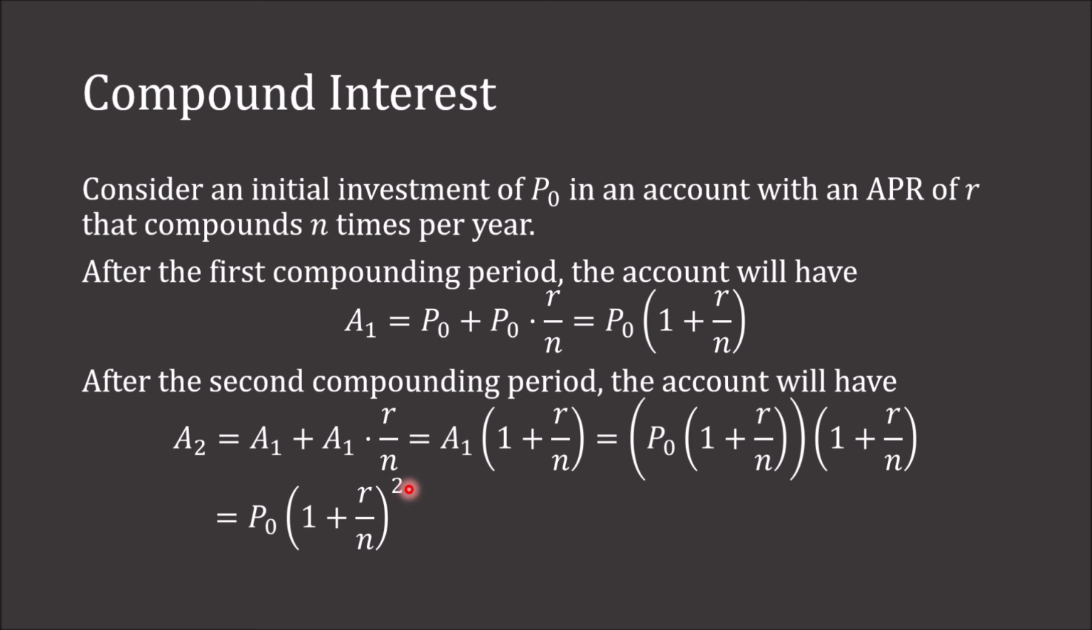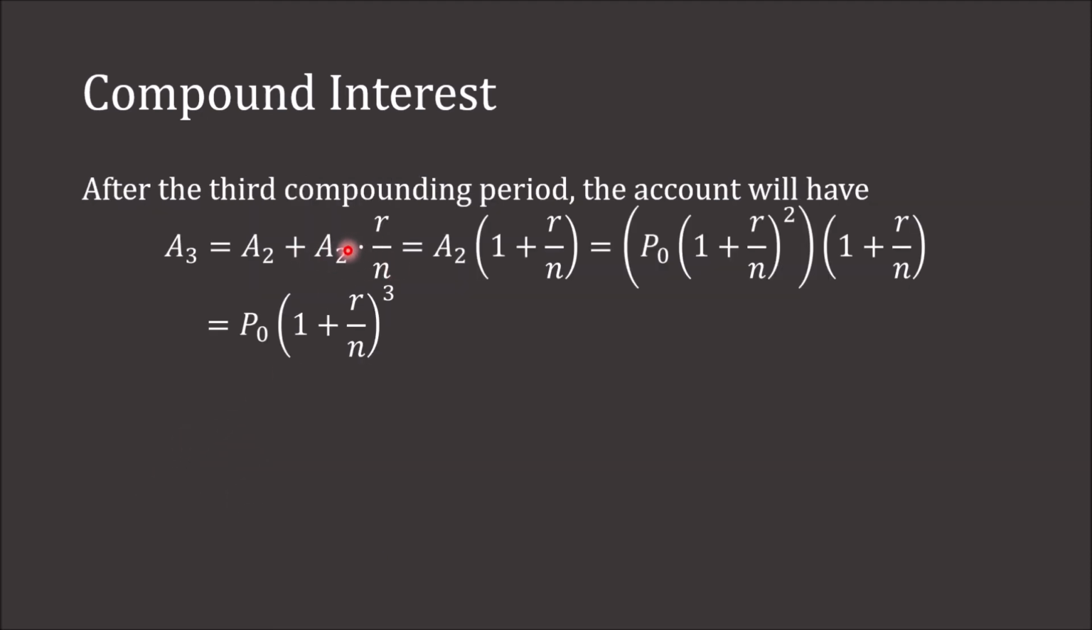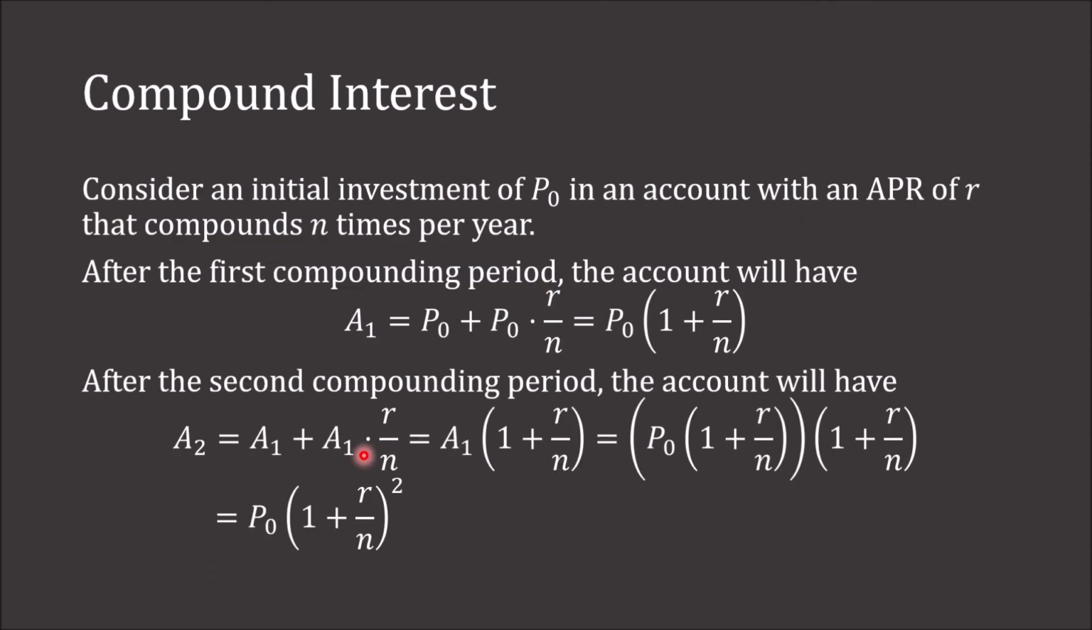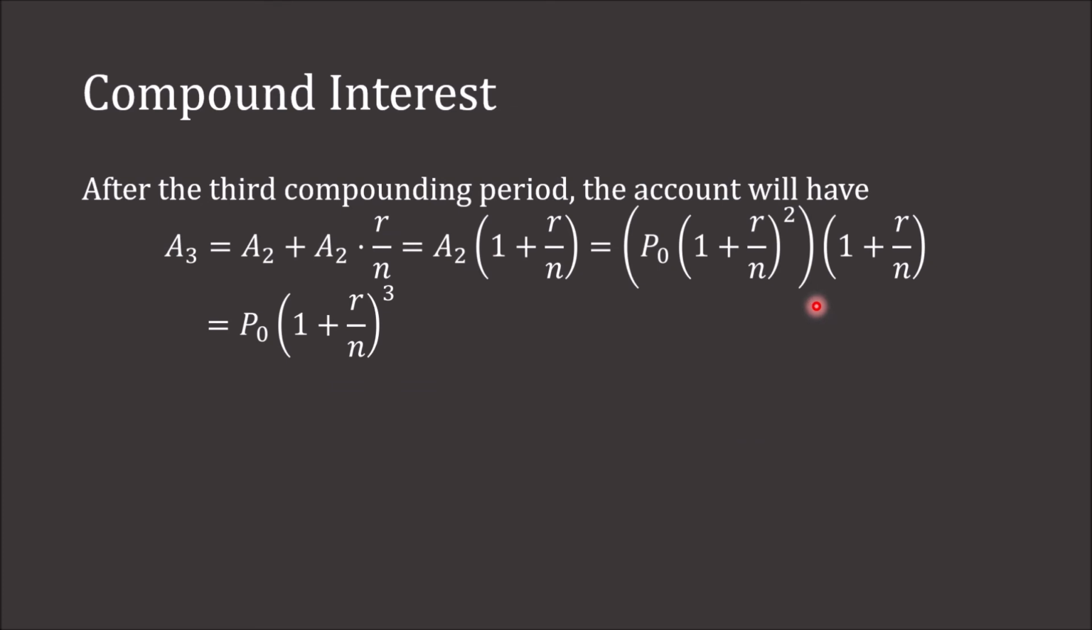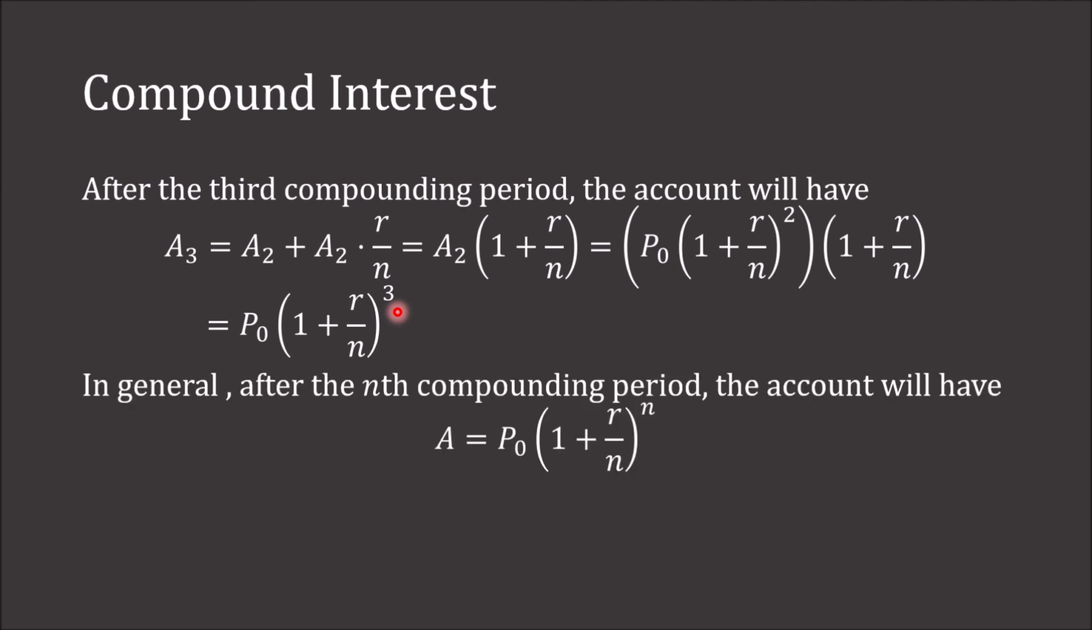Well, after the third period, it would be the amount in the account plus the interest earned on that amount. But A2 is this right here, right? So plug that in, and we get P naught times 1 plus R over N all cubed. So in general, after the nth compounding period, the account will have a total of A equals P naught times 1 plus R over N to the nth power.